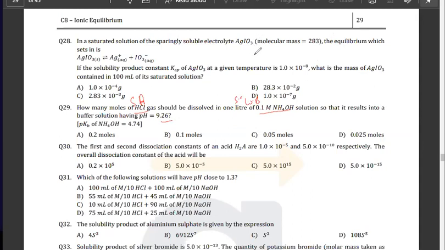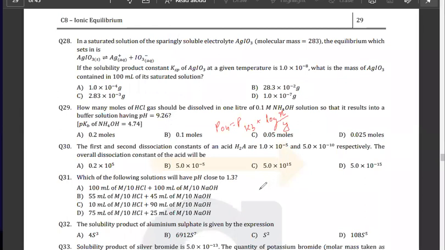Now think about this. You want to get a buffer, right? So pH is equal to pKa plus log salt by acid. No, sorry, pKb. pOH is equal to pKb plus log salt by base, x by y. I'm just writing x by y. Now, we just have NH4OH. We don't have the other component, but I can say that HCl will react to give this. So pOH, pH is 9.26.